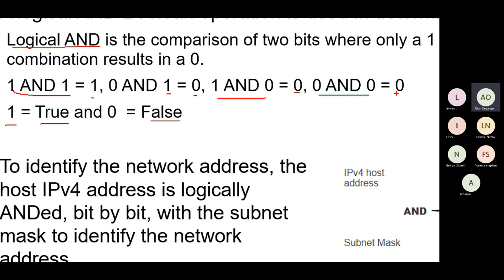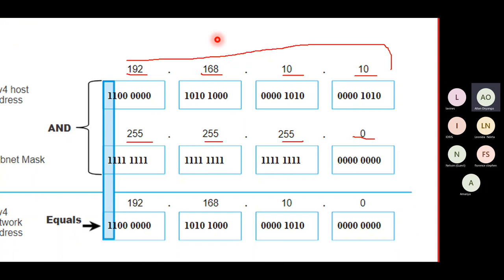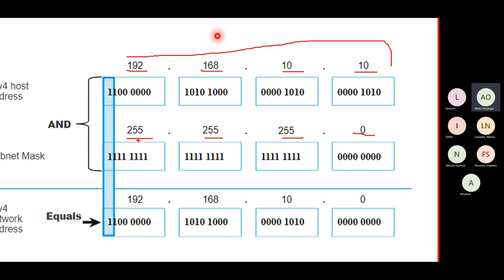And so that process is actually used to determine the network address in which a certain IP belongs. So we still need to write our IP address in binary like this. We already did this, and that's why I'm not worried about this. Then you write your subnet mask also in binary, okay?